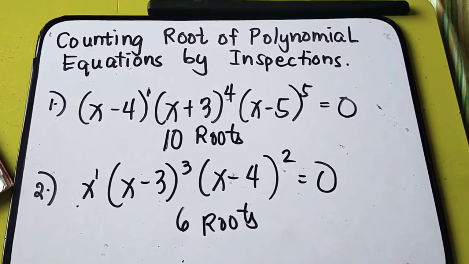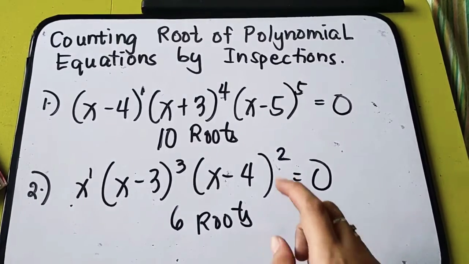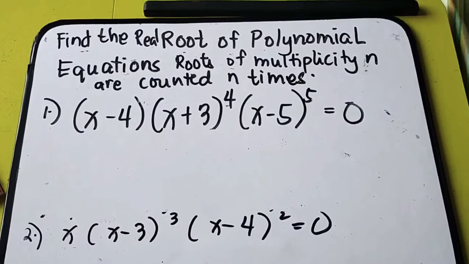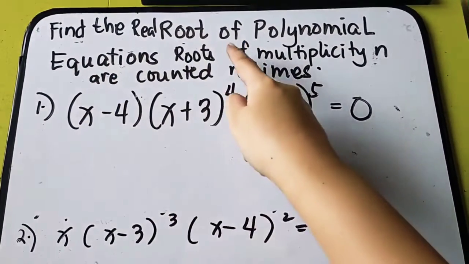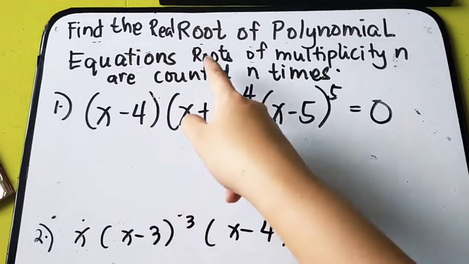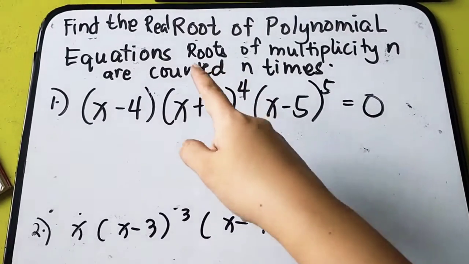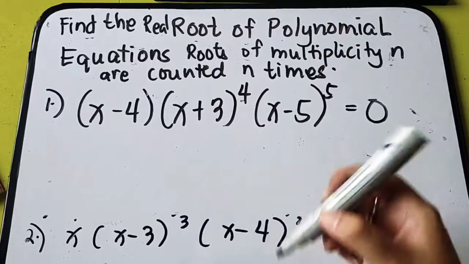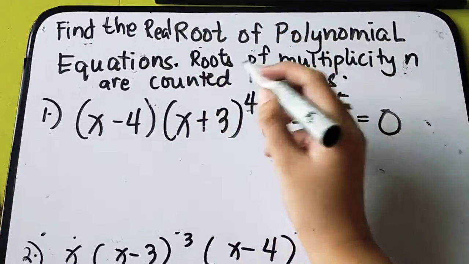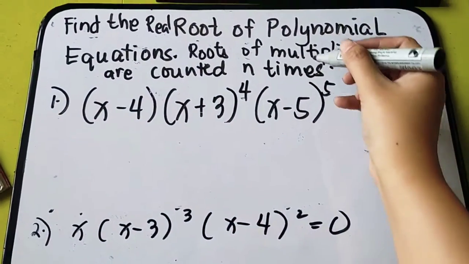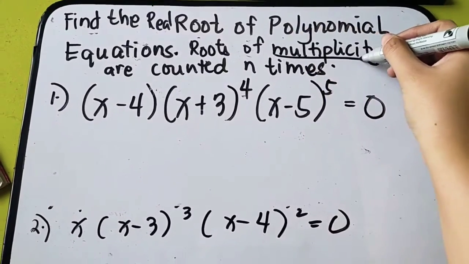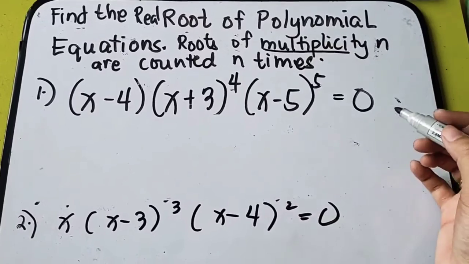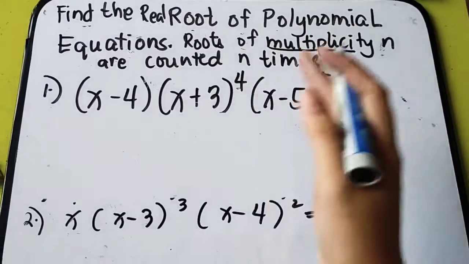Next, what if the given is find the real roots? Find the real roots of polynomial equations. And then it says, roots of multiplicity n are counted n times. So when you say multiplicity, it means how many times it repeats, and you need to write it n times. Like 4 times, 3 times.